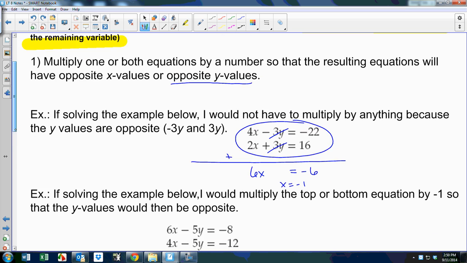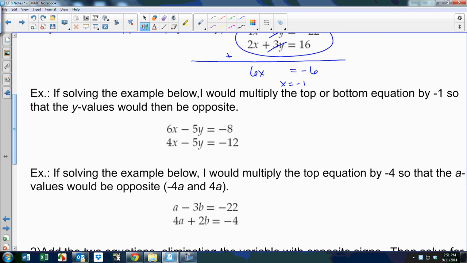The second example, if we see an example like this where they already have a negative 5y and a negative 5y, so they have the same number in front of the y value, they're just not opposite signs, then I would choose to either multiply the top or bottom equation by negative 1.